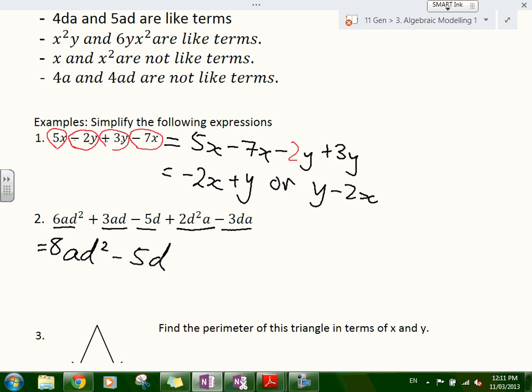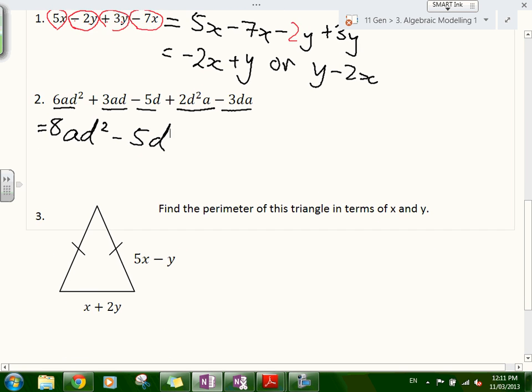Okay? And the final one, find the perimeter of this triangle in terms of x and y. What kind of triangle is this, Harrison? Isosceles, which means that this side is what? Okay? So if we add up the three sides, what are we going to get? P for perimeter is equal to, well, that's the angles. Yeah, we're not adding angles. We're just adding the sides. So we've got 5x minus y plus the other side, which is 5x minus y, plus x plus 2y.